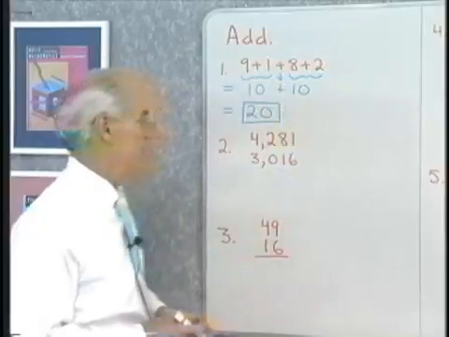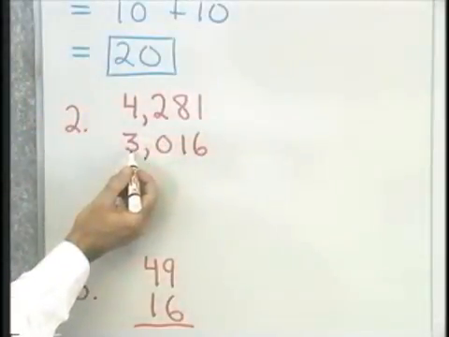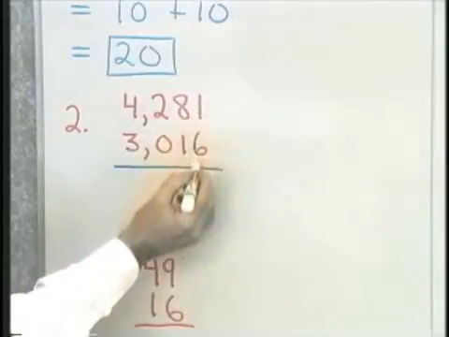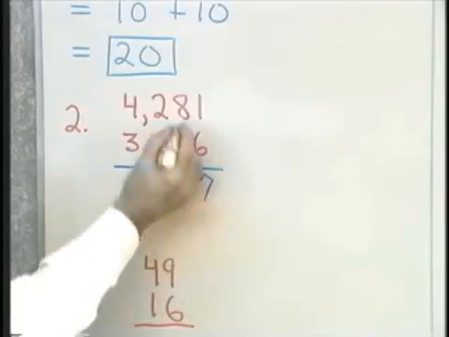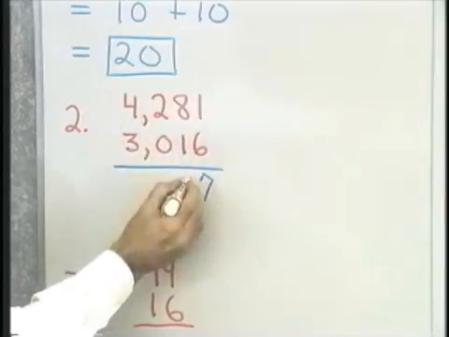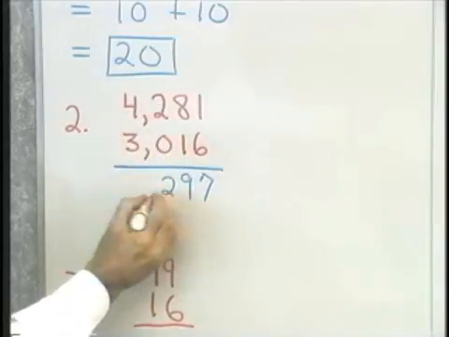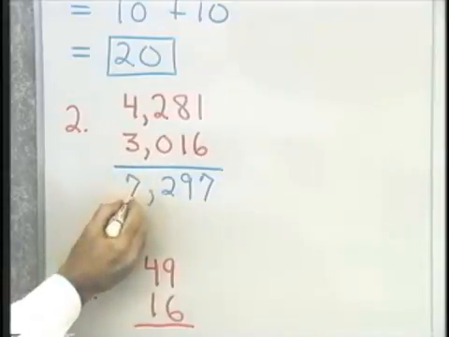Here's our next problem. Let's add 4,281 with 3,016. I'll draw a line there. I'm just going to add in columns. I'll add the numbers in the ones column. 6 and 1 is 7. In the tens column, 8 and 1 is 9. In the hundreds column, 2 plus 0 is 2. Put in my comma. And then in the thousands column, 4 plus 3 is 7.